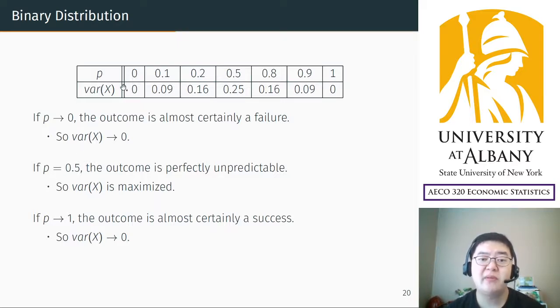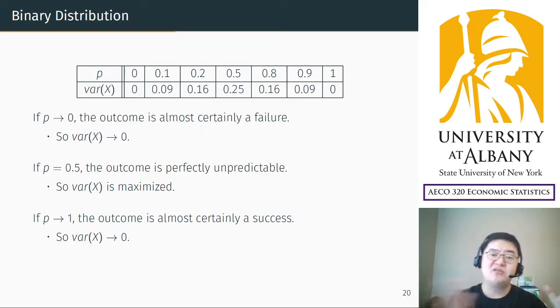However, when the probability becomes 0.5, the outcome is perfectly half and half. That's the maximum variability. There is no concentration; it's bipolarized. So the variance is maximized when success and failure are equally likely. It's the most uncertain case. Whatever you predict, you are going to be wrong 50% of the time. It's the most unpredictable situation, when p equals 0.5.